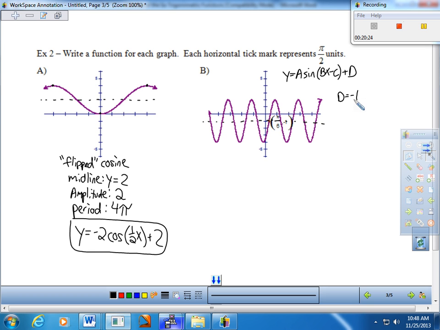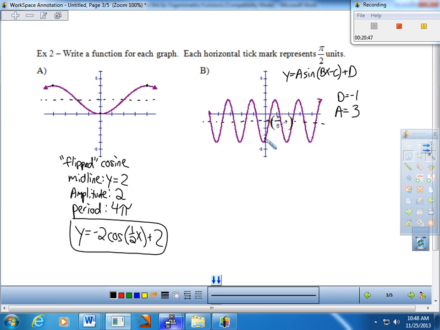Great. Amplitude, guys. Let's figure out that amplitude. How far is it from that midline to the max or midline to the min? 1, 2, and 3. So it looks like A is going to be 3, and we could just keep it positive here.